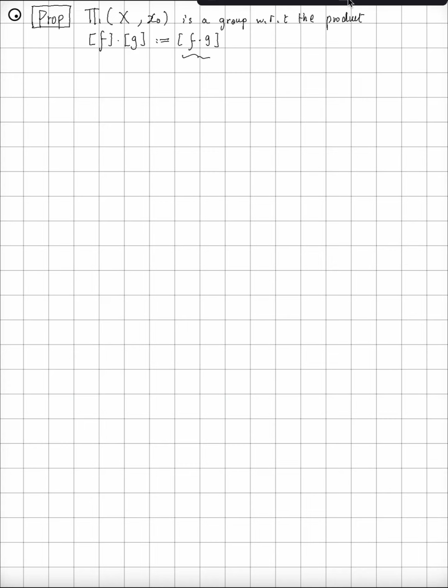This is called the product of paths or composition, or maybe more informally called concatenation, which means that if f1 equals g0, then you could connect these two paths. So let's give some notations, or say recall the notations, before we give the proof of this proposition.